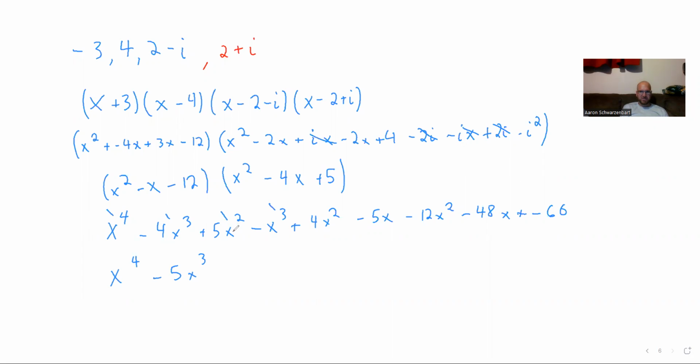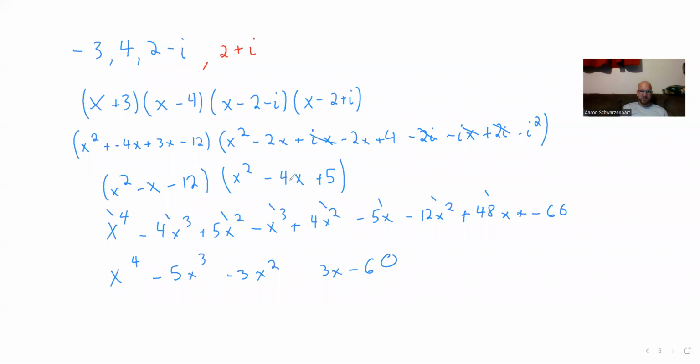My x squareds. 5x squared plus 4x squared is 9. Minus 12 is negative 3x squared. My x terms are negative 53x minus 60. They've got plus 43x. Yep, that should be a plus 48. Okay. Very easy to make a mistake here.